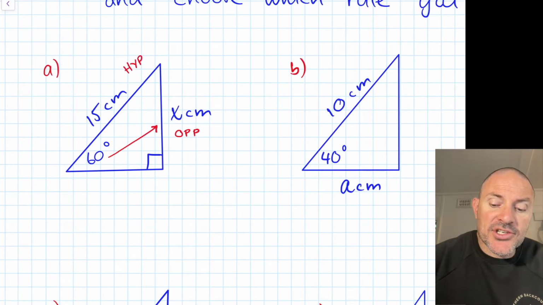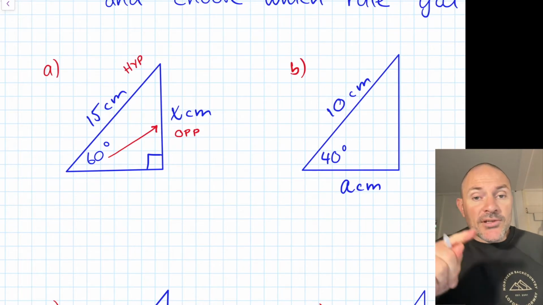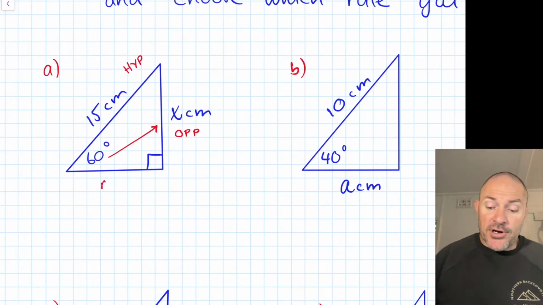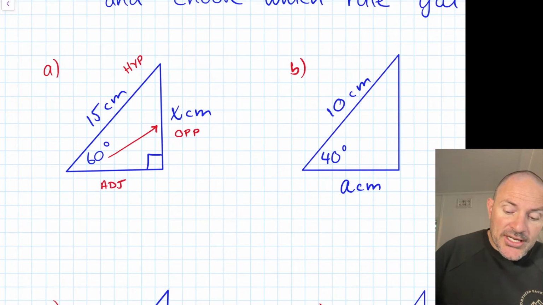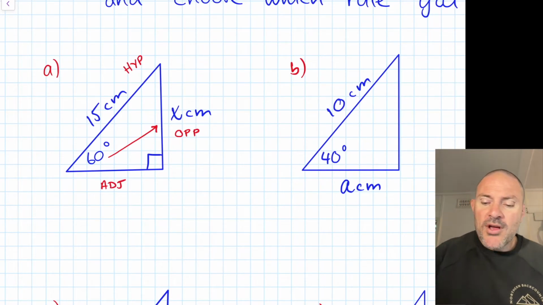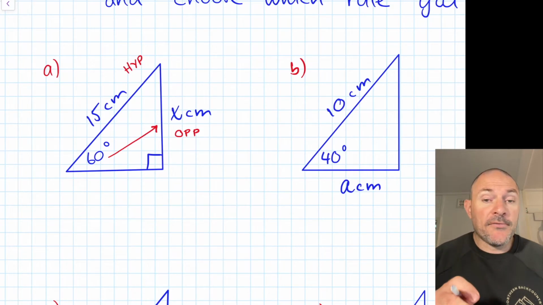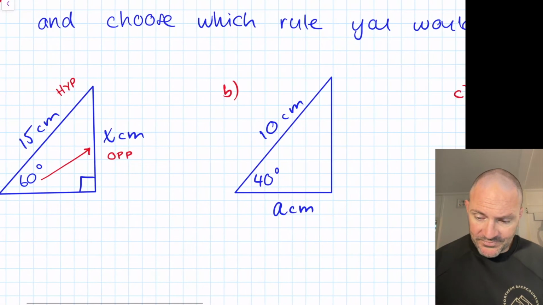Now, a lot of people think it's adjacent because it's next to, but remember, it's the longest side. Should be the easiest one because it doesn't really change. Now, yes, the bottom one, of course, is called the adjacent side, but you know what? I only want to write down the ones that I've been given values for, the 15 and the x.